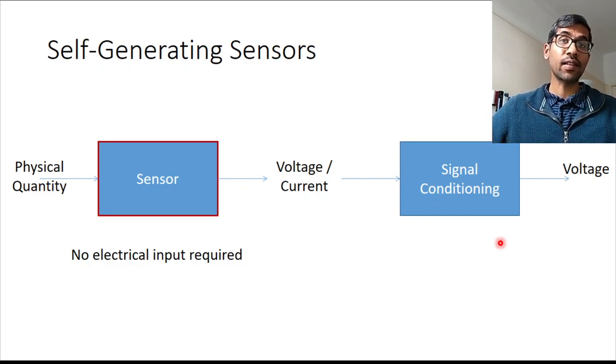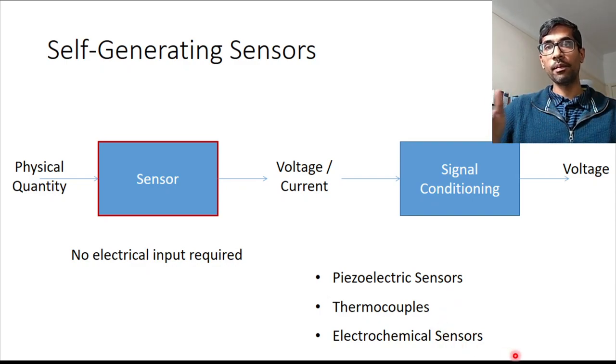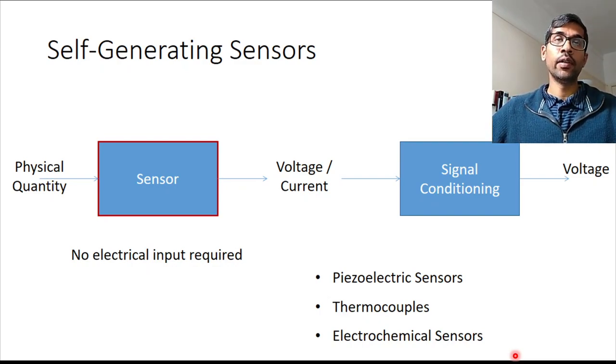Now there are various kinds of self-generating sensors. A few examples are piezoelectric sensors. You have thermocouples which measure temperature, and you have electrochemical sensors which measure concentrations of ions in a solution and things of that kind. Okay.